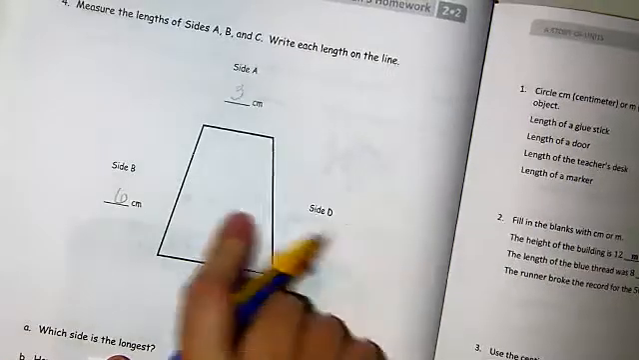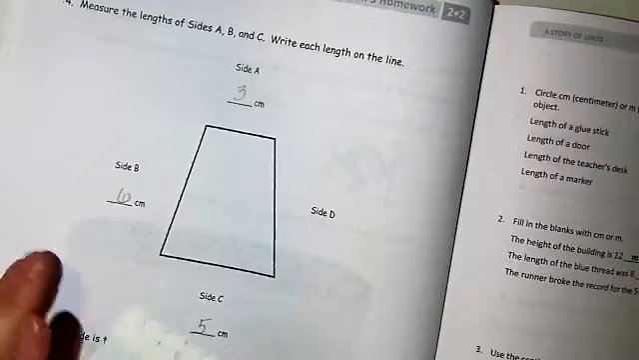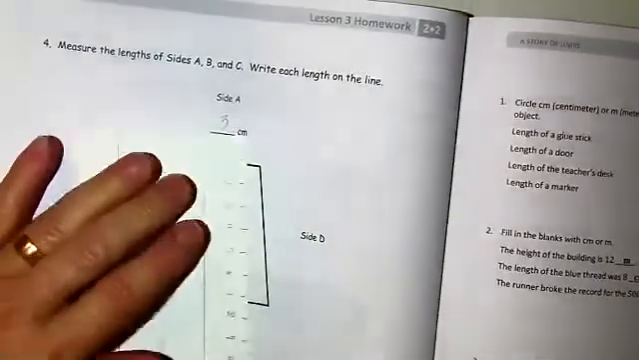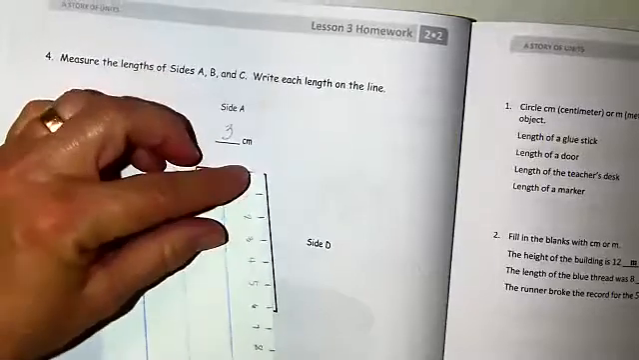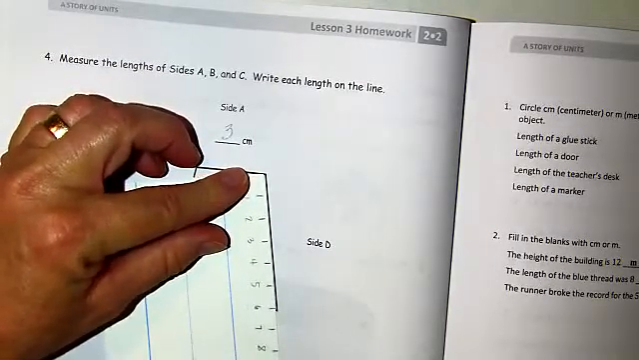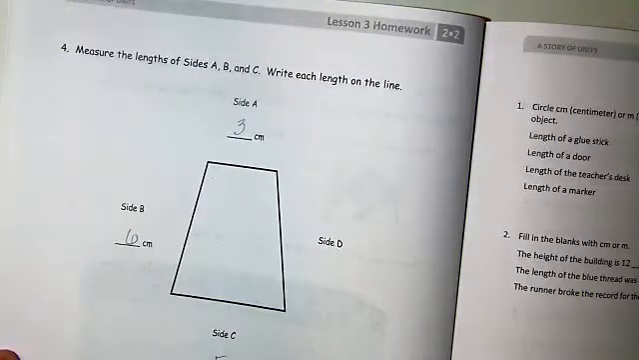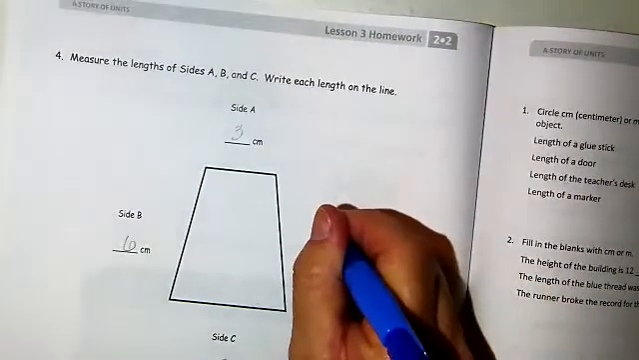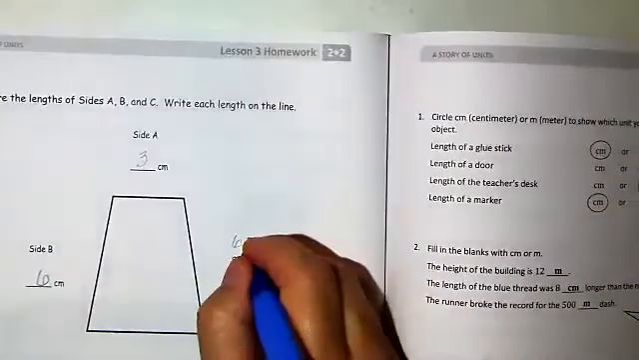And what about D? Do you think it's the same as B? Sort of looks like it, but we need to measure to make sure. So we're going to put the edge right on the end of the line and this one right at the end of that line. And yes, it is a little bit longer maybe, but it is about 6 centimeters.